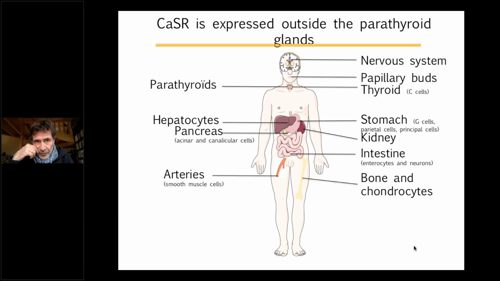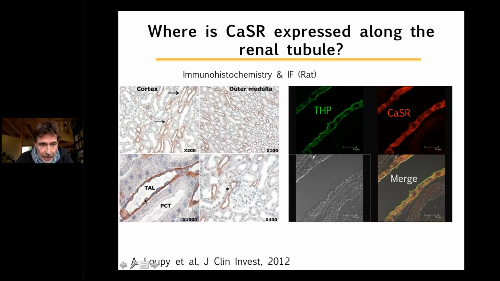Another property of the thick ascending limb is that it expresses the calcium sensing receptor. It's not only expressed in the parathyroid glands, but also highly expressed in the kidney and especially in the thick ascending limb, as shown on this slide. The expression of the calcium sensing receptor can be detected in the thick ascending limb with a very high expression, and the co-localization with uromodulin can be appreciated on this picture.